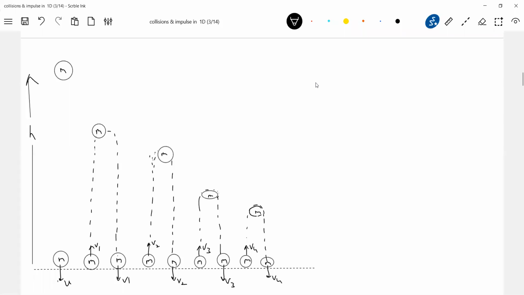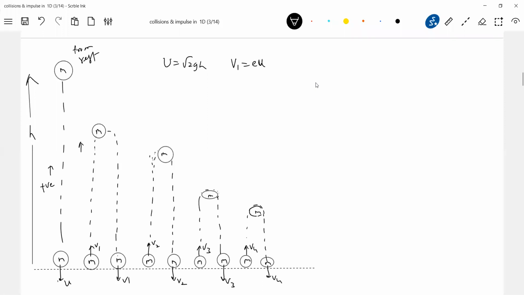So let's come to this one. Anything directed upward, let it be positive. We just learned directly, no? So what is u? u should be equal to root of 2gh because it is dropped from rest. Then what is the rebound speed? Rebound speed should be v1 equal to e into u.